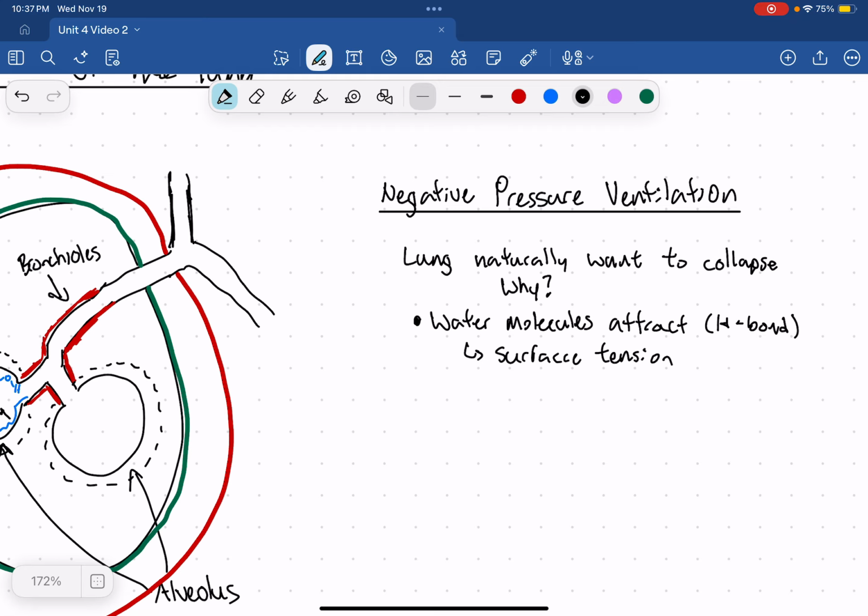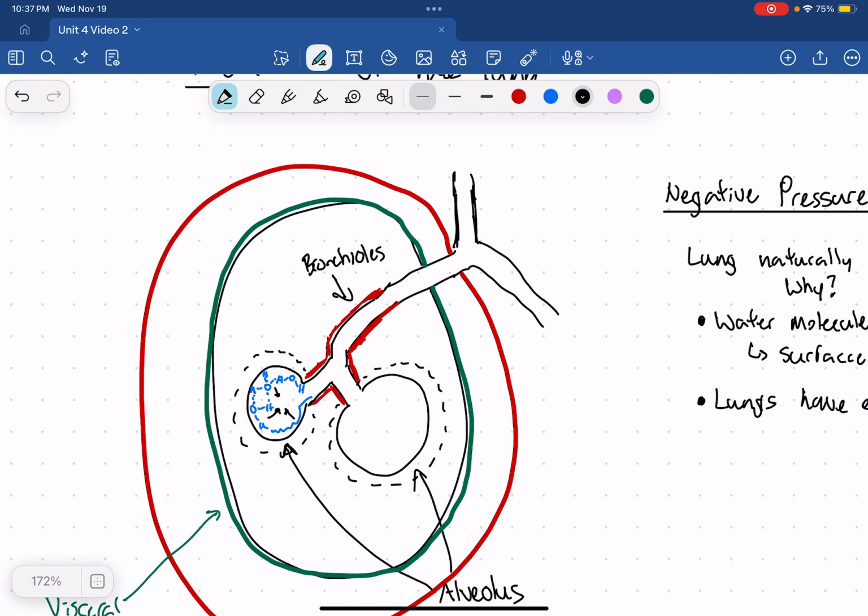Another reason is that the lungs have elastin proteins. So, the second reason is the lungs have elastin proteins. These elastin proteins sit outside here, and what they do is, here, let me draw some water in this alveolus.